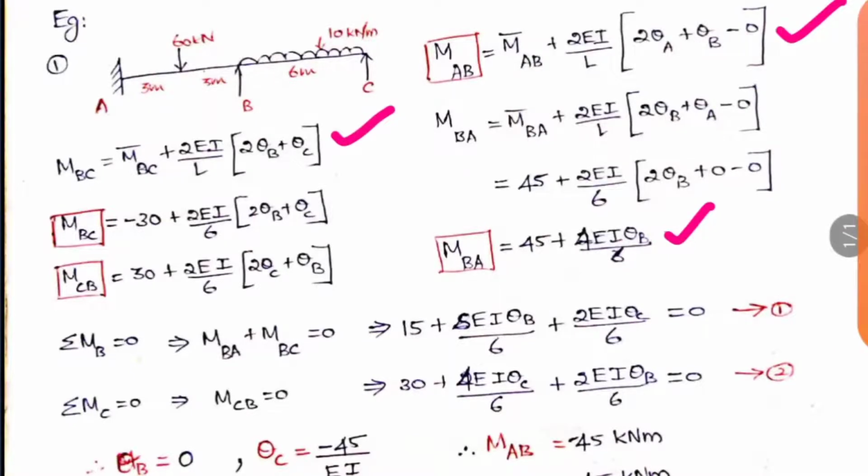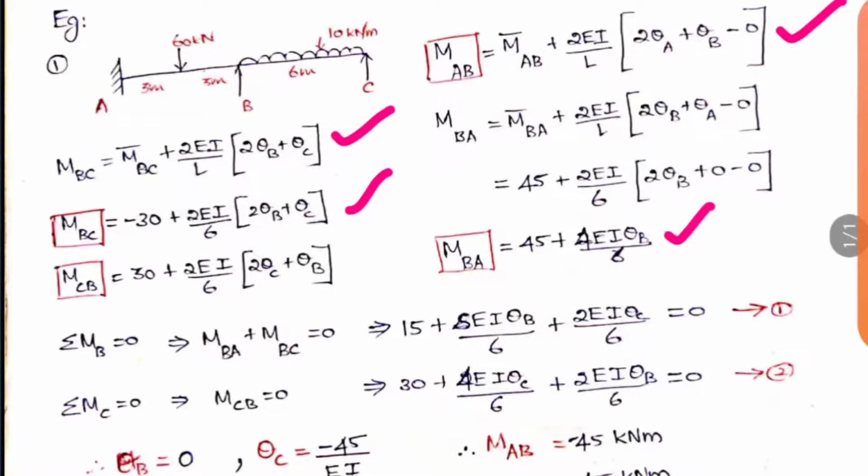Next you go for the third step, that is MBC. Here I have written MBC is equal to M bar BC plus 2 EI by L into 2 theta B plus theta C. Here it is a fixed beam with the UDL throughout. For this structure the fixed end moments will be WL square by 12. When you apply WL square by 12 it is 10 into 36 divided by 12, so it is 360 by 12, so you will get 30. So BC is minus 30 and CB is plus 30. So I have written minus 30 plus 2 EI by L, 2 theta B plus theta C. Here both are unknown, theta B and theta C, so let us keep this equation also.